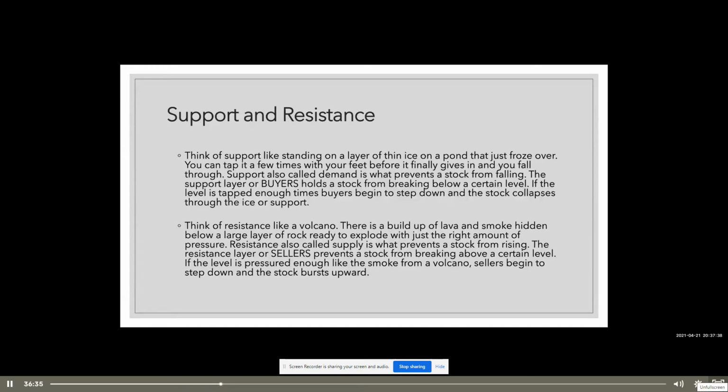You can also think about bouncing a ball on the roof, on your ceiling. If you bounce it enough times, it's going to keep bouncing off. But if you throw the bouncy ball hard enough, then it'll probably break the roof. So that's what resistance is. Resistance is a layer, a wall of sellers that prevents the stock from going up. Most of the time, it's going to bounce off of the resistance until you get enough buying pressure, enough buyers to break through that level, and that's what makes the stock continue to rise. Okay. So support is your floor, resistance is your ceiling.